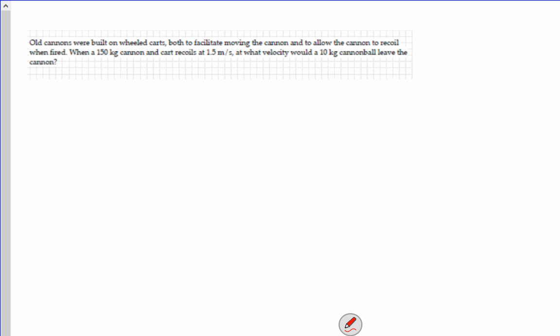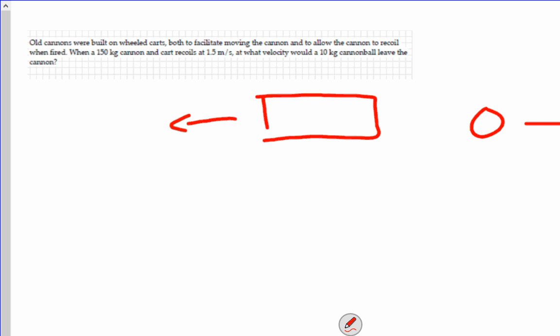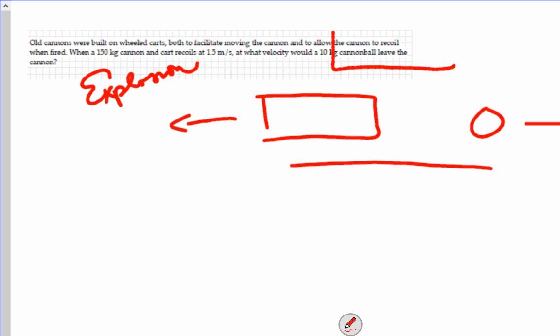Last but not least, we have another explosion. It's with the cannon on wheeled carts. So again, you've got this cannon. You know me, I can never draw anything. And the cannon's going to go one way, and the cannonball is going to go the other way. So important for us to figure that this is, again, an explosion where my initial momentum is 0. When it's together, this is the post-collision, really, this whole shebang, right? But while the cannon actually has the cannonball in it, and it's just sitting there, you have an initial momentum of 0.